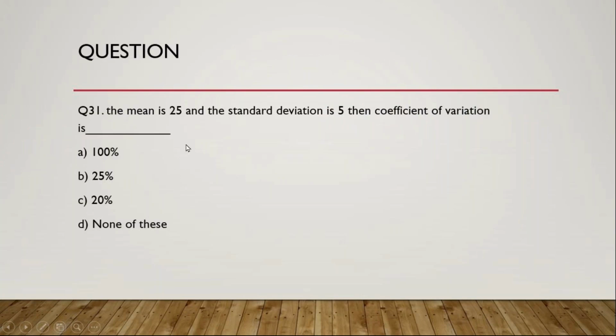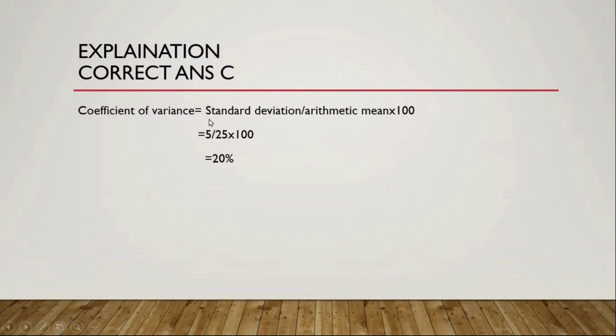So the question is, if the mean is 25 and standard deviation is 5, then coefficient of variance is option A 100%, option B 25%, option C 20%, option D none of these. Answer fast. Option C, 20%. Yes, so it is 20%. The formula is standard deviation upon arithmetic mean into 100, so it is 20%.